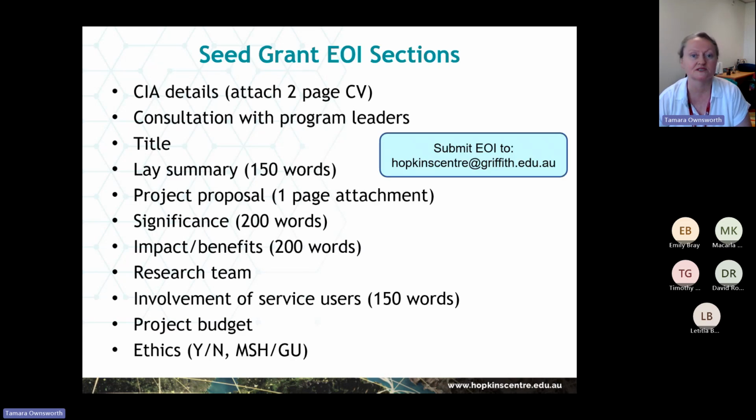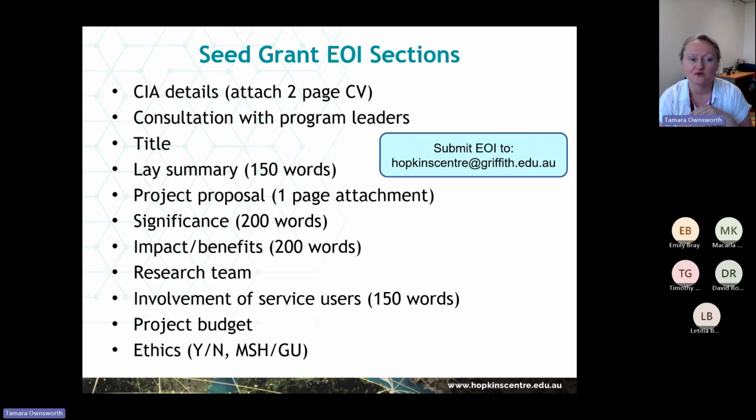So here are the sections of the EOI. We have designed this carefully with the aim of reducing how onerous the process is, but also allowing enough detail that we can assess the merit of an application and provide meaningful feedback to proceed to the next full application phase. So the CIA, the person leading the grant, needs to attach a 2-page CV that particularly outlines their research experience as well as their clinical expertise.